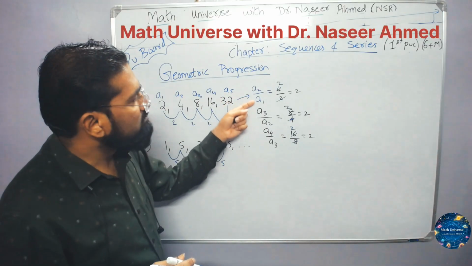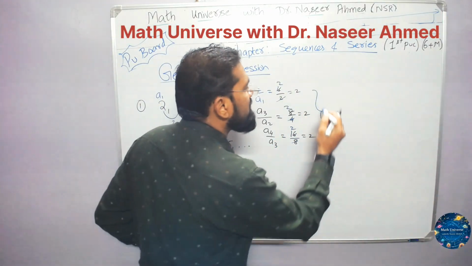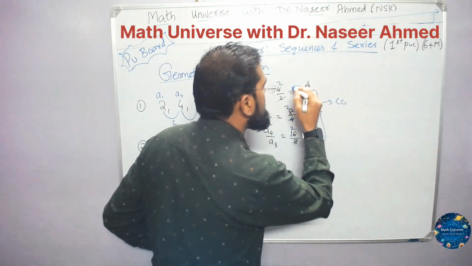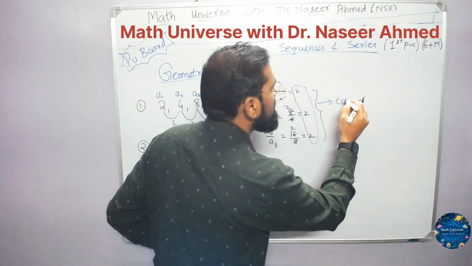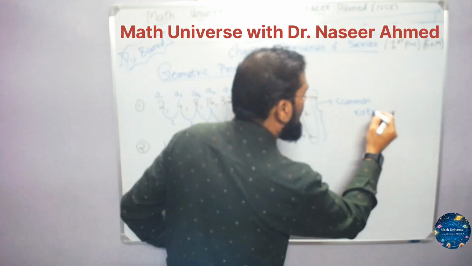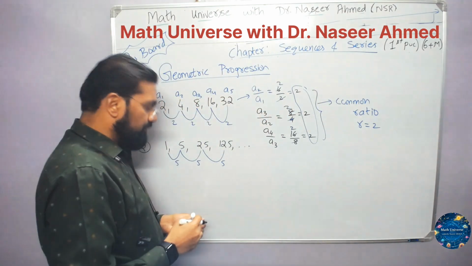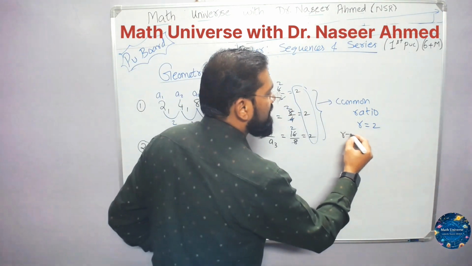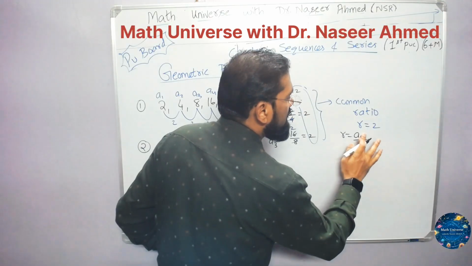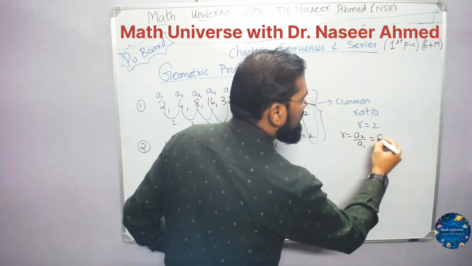Term by its previous, term by its previous, and we are getting a common number, and this we call common ratio. This we call common ratio, which we denote by R. So the common ratio is 2. And how to obtain the common ratio? The common ratio is given by the ratio of the term and its previous term, second term by first term, then third term by second term.